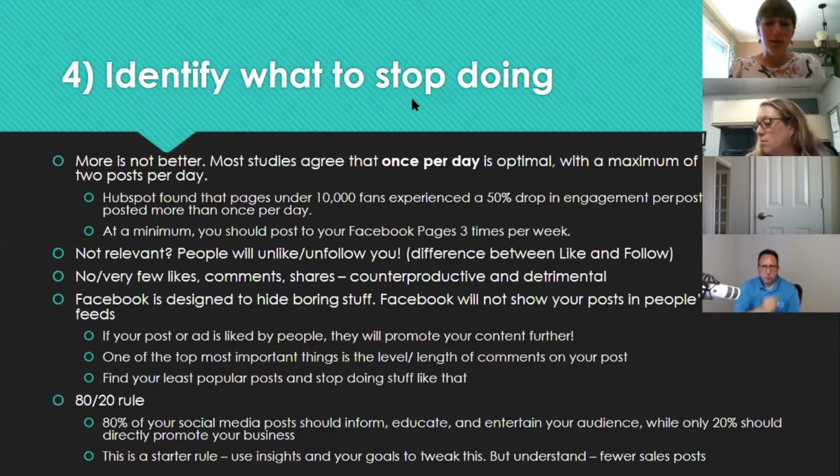So one of the most important things is the length and level of comments on your post for it to be shown in people's news feeds. You really want to get people talking and commenting, and you want to find your least popular post and stop doing stuff like that. The 80-20 rule was once kind of the golden rule of social media, and this is a starter rule. You should look at what works for you, but the big guidance is that only 20% of your posting should directly promote your business, and 80% should seek to inform, educate, and entertain your audience. Just posting products all day, every day is boring to people. That's not what they're looking to engage with necessarily.